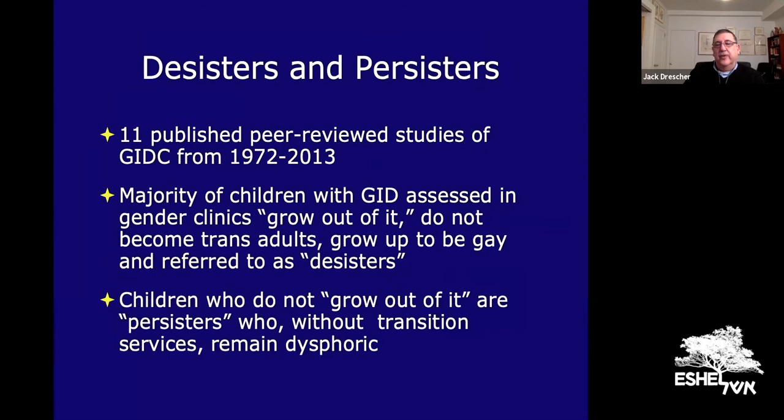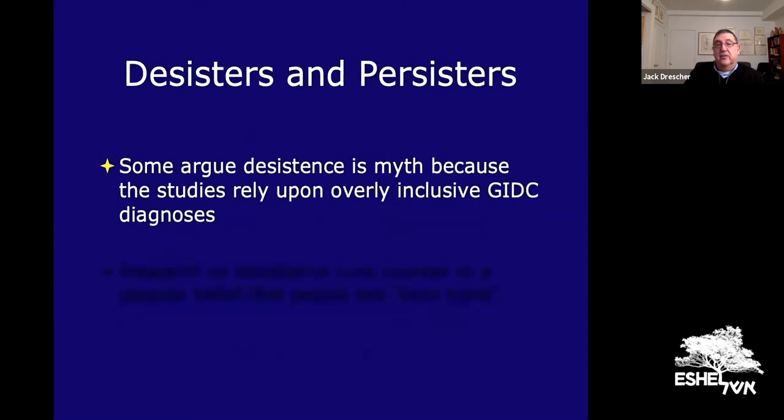So in the literature, there are now 11, actually one just came out this year, 12 published peer-reviewed studies of what was called gender identity disorder of childhood between 1972 and 2013. And these are small studies because these were all done at gender clinics, which don't have large populations, but the majority of the children that were assessed grew out of it. That is, they didn't grow up to be trans, they grew up to be gay, and were referred to as desisters. And the children who do not grow out of it were called persisters. And if they didn't have transition services, they would remain dysphoric throughout adolescence and adulthood.